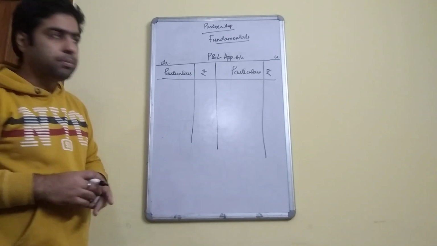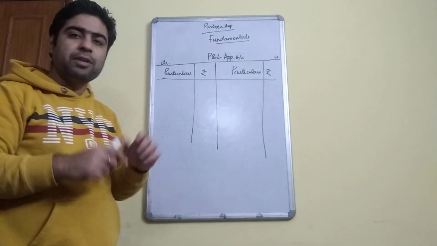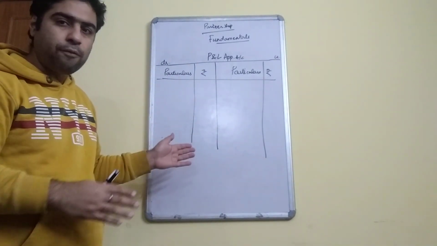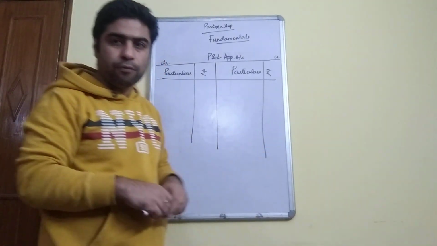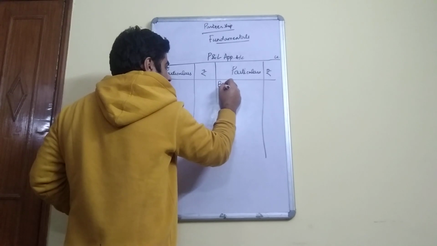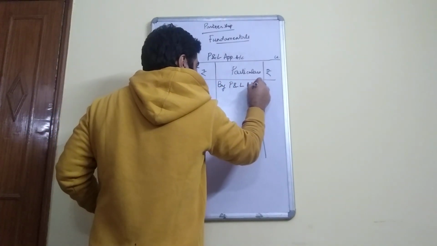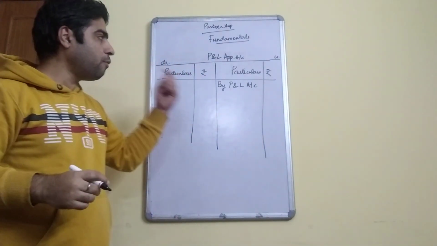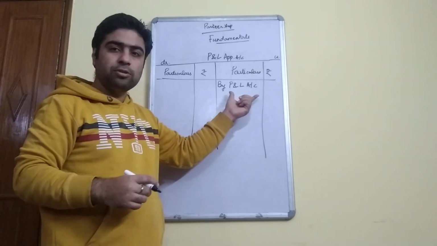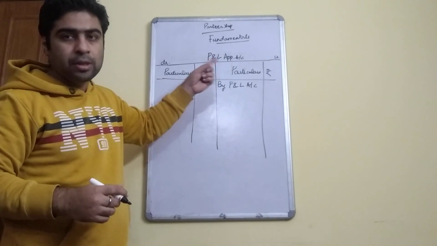In the profit and loss appropriation account, we will basically show the distribution of profits. So the net profit is what is coming in the profit and loss account. That net profit is the first thing which we can transfer here by writing by P&L account. So this net profit which is there in the profit and loss account gets transferred to the credit side of the profit and loss appropriation account. Right.